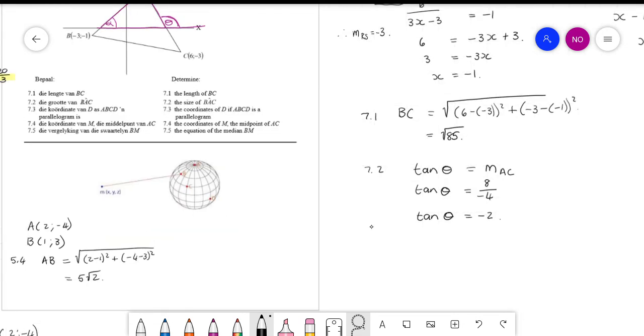Now you have to remember, if this is a minus, you are going to calculate the obtuse angle. Né? You guys remember? So dan vir theta sê jy 180 grade minus. And into your calculator, you don't type shift tan -2. You say shift tan 2.